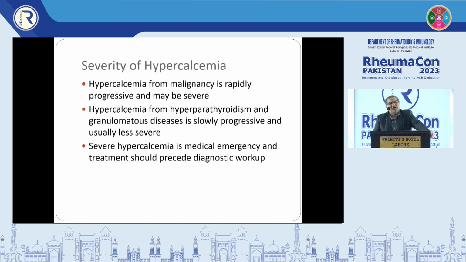Usually hypercalcemia due to malignancy is severe because it is rapidly progressive, and hypercalcemia due to hyperparathyroidism and granulomatous disease is usually less severe because it is slowly progressive. Severe hypercalcemia is a medical emergency, as we have already talked about, and the treatment should precede the diagnostic workup.